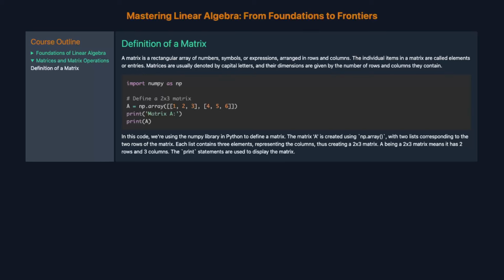The matrix A is created using np.array, with two lists corresponding to the two rows of the matrix. Each list contains 3 elements representing the columns, thus creating a 2x3 matrix. Being a 2x3 matrix means it has 2 rows and 3 columns. The print statements are used to display the matrix.